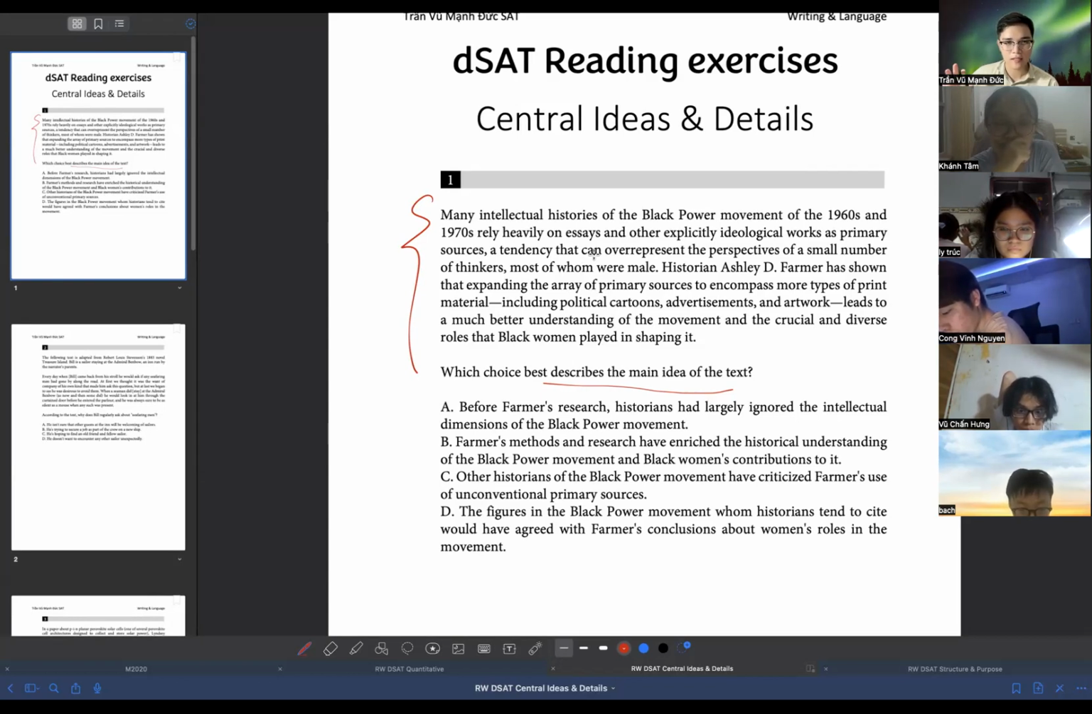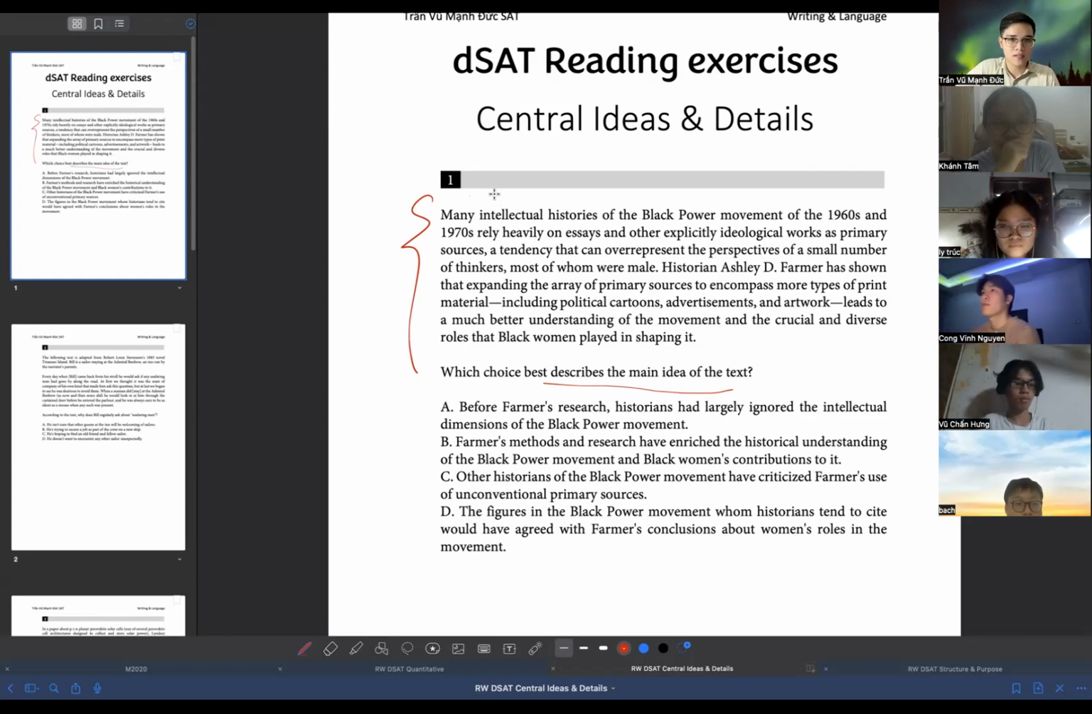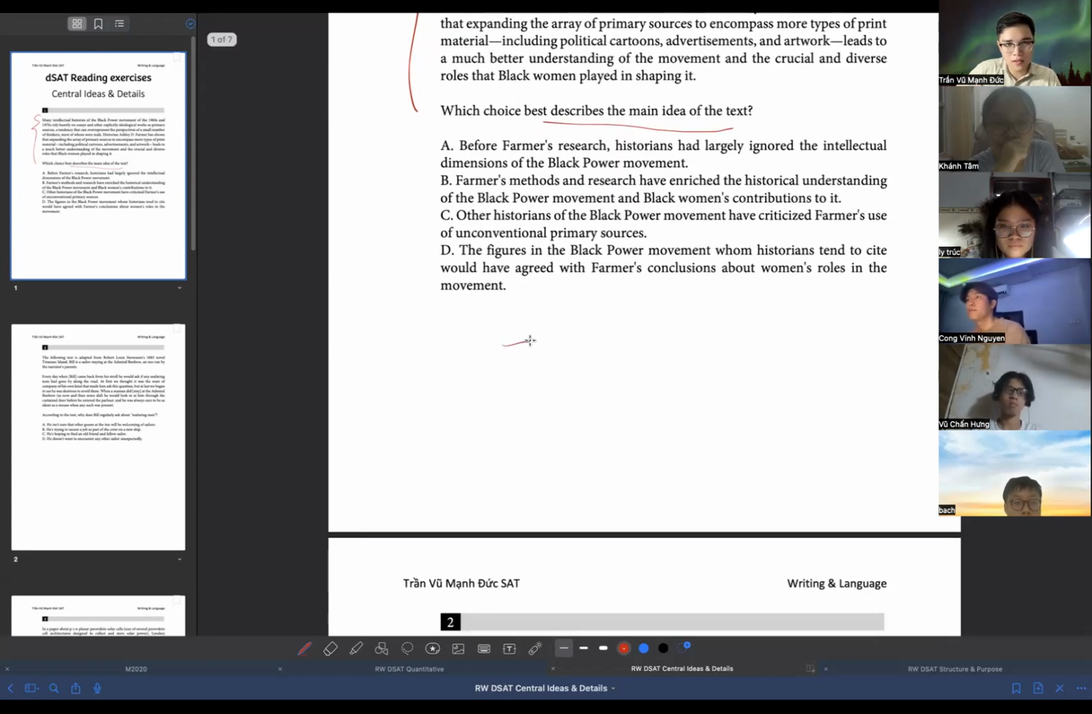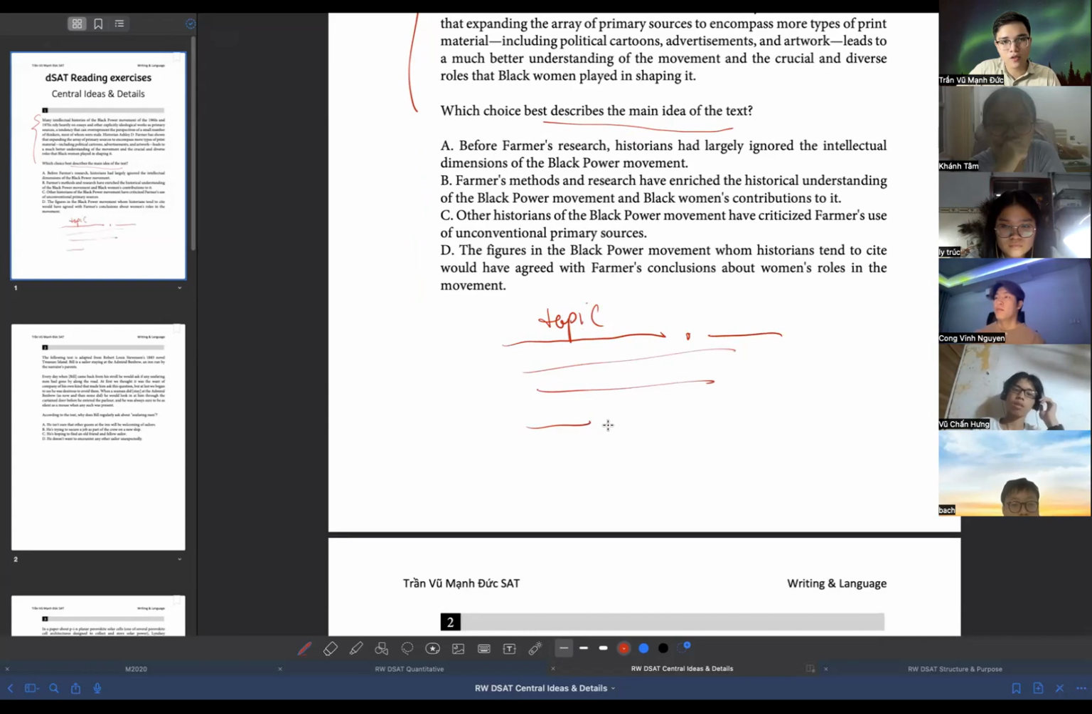If we look for the topic of the paragraph, where should we look? Topic sentence. Exactly, very good. We look for the topic sentence. This is the structure of an English paragraph. We have the topic sentence. We have the content. And we have the conclusion.